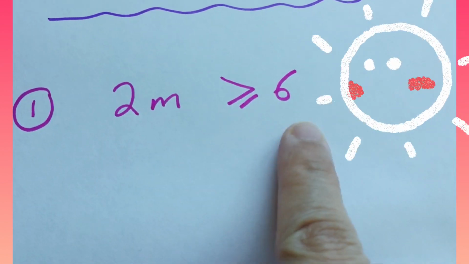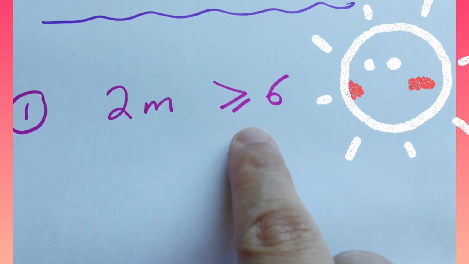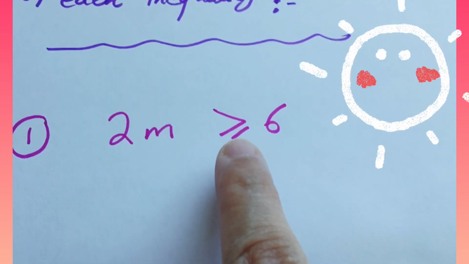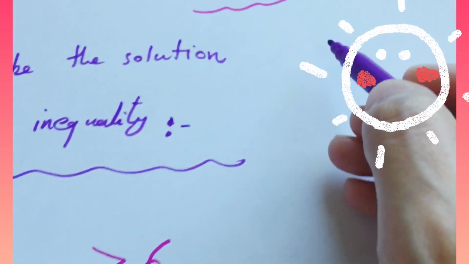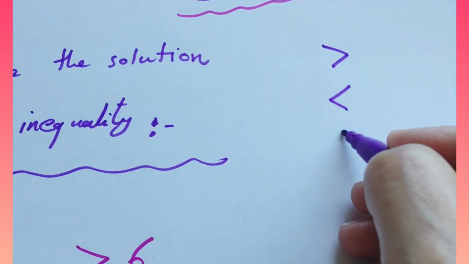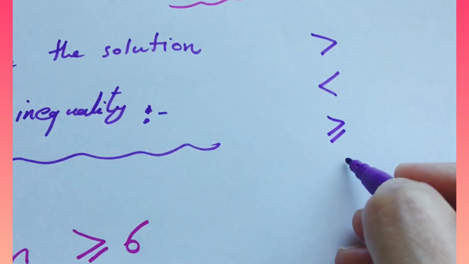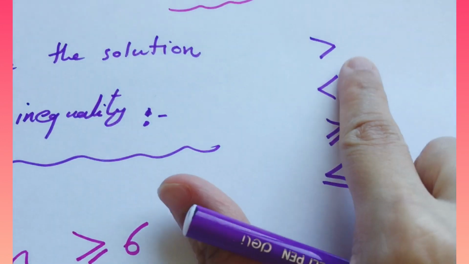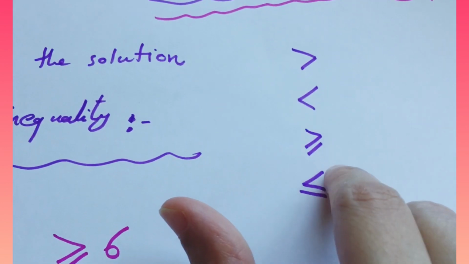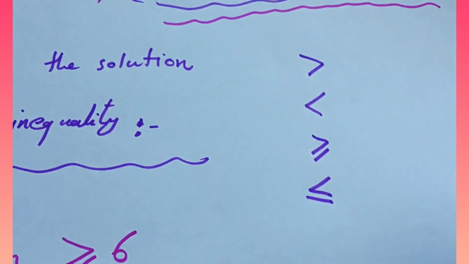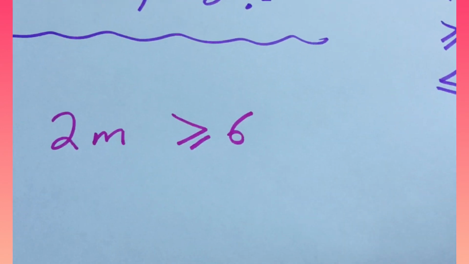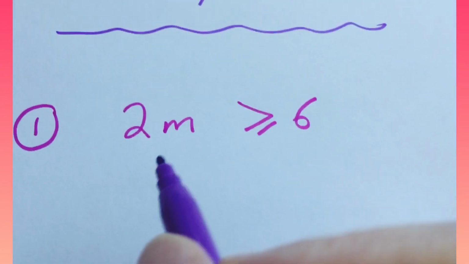Okay, now what is the meaning of inequality? Inequality means we have greater than, we have less than, we have greater or equal, or less or equal. This is the greater than, this is less than, and this is greater or equal, this is less or equal. So these four signs, if you have these four signs, we call it inequality. If we have only equal, that means it is equation. So now let's go back to the question.